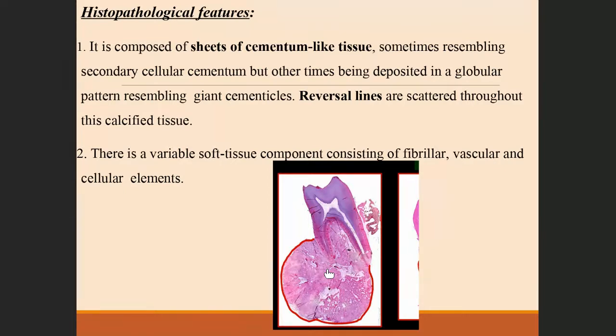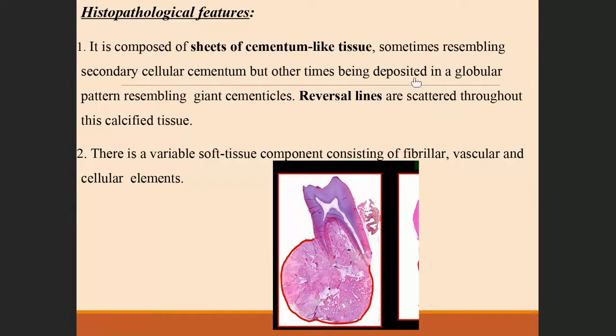The cementum may be in the form of sheets or globular masses, and it might look just like your secondary cellular cementum. You know what is cellular cementum, right? You can see cemental trabeculae within which you can see the lacunae, and in the lacunae you can see the cementocytes. So such cellular cemental type of histopathology is seen.